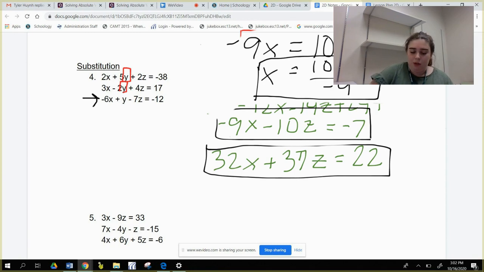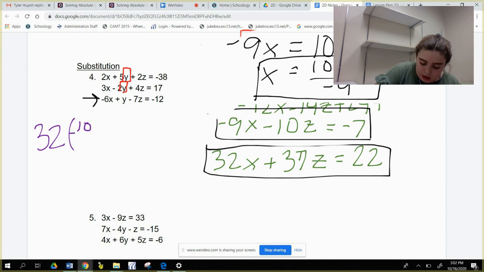All right, so first thing we have is this 32, and then we have x, and what we're plugging in for x is that 10z minus 7 over negative 9.